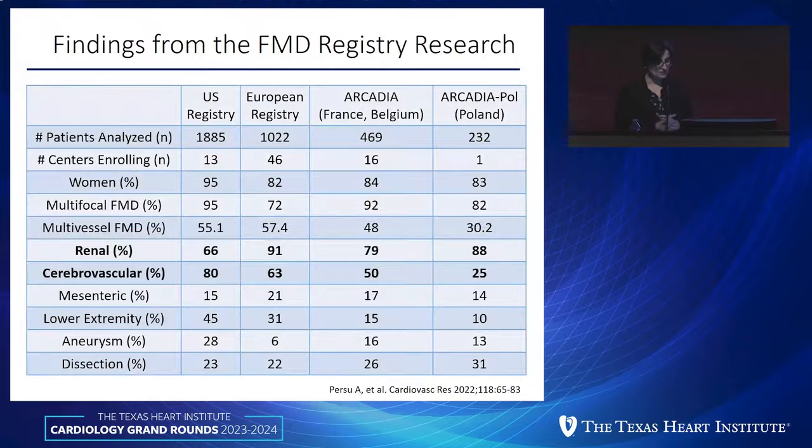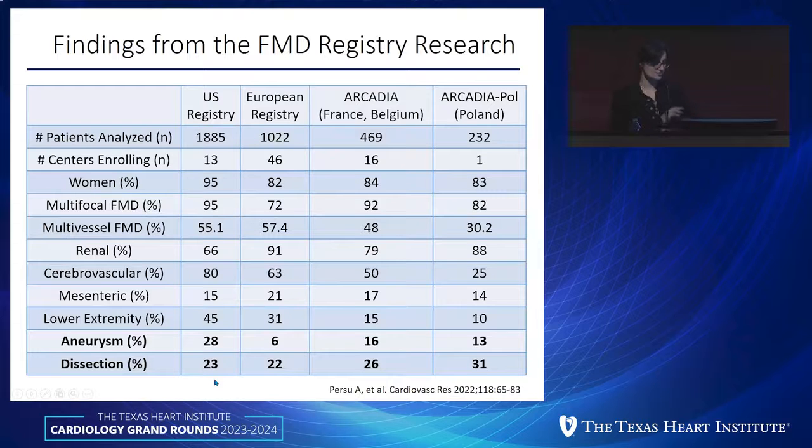In the US registry, we have a fair number of cerebrovascular and renal artery involvement, whereas the other sites outside of the US have much more renal artery involvement. I think this highlights some of the limitations of registry research. Most of the patients in those centers are recruited through hypertension centers, and so we're seeing some of that creep into the data. It's definitely not just a disease of the renal arteries. Aneurysm and dissection rates are almost a quarter to a third of patients in the US registry, a little lower on the aneurysm side in the other registries.